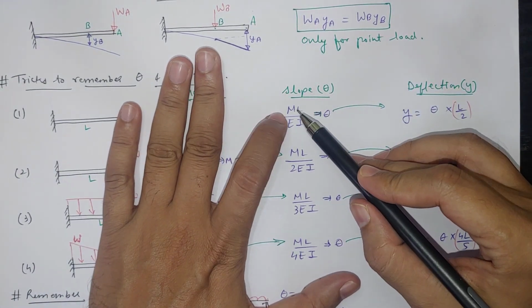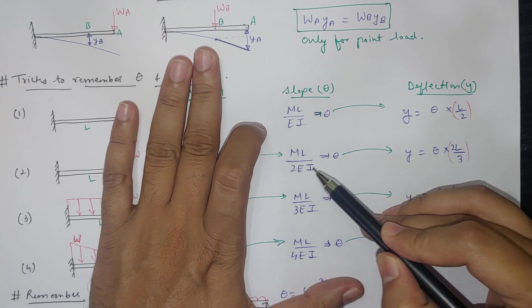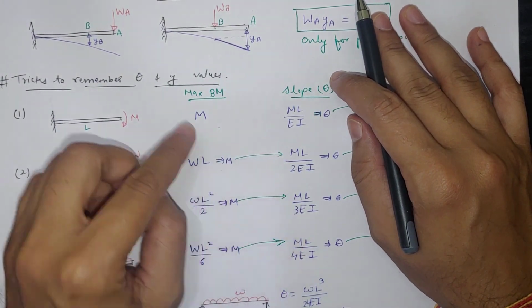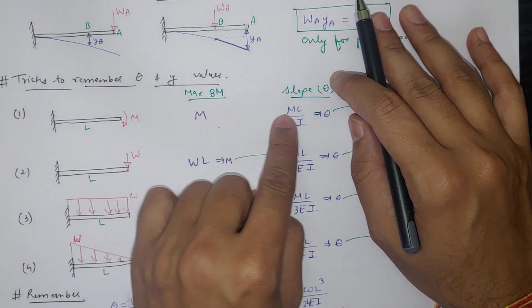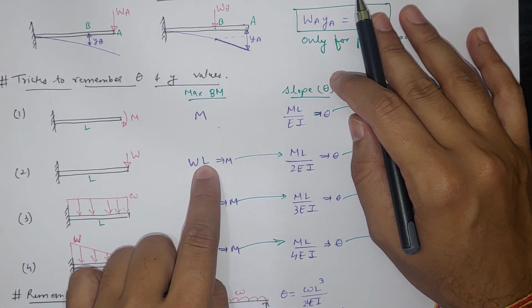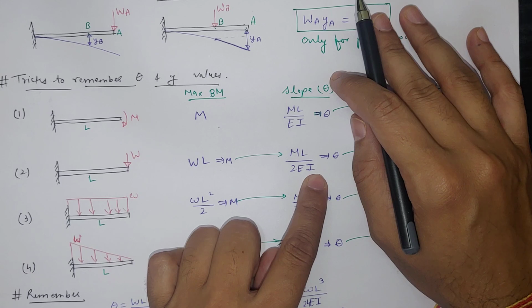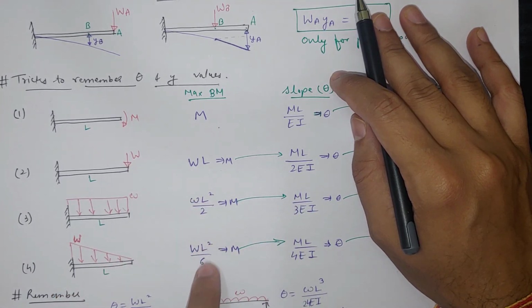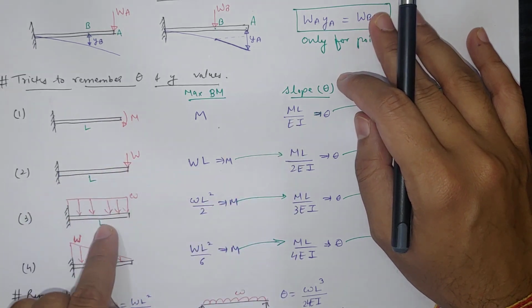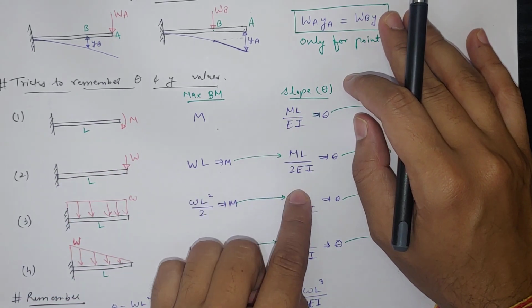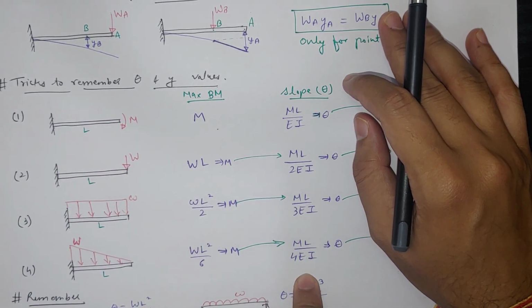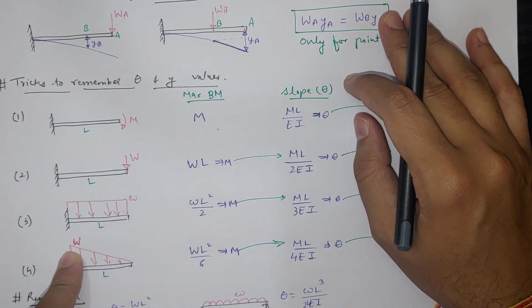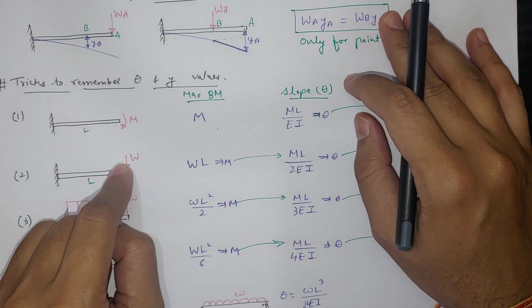Now slope value, if you see, it is ML by EI, ML by 2 EI, ML by 3 EI, ML by 4 EI. Here you have to keep the M value for these four. So simply ML by EI, and for the point load WL, you put WL into L divided by 2 EI. Here the M value is WL square by 2, here the M value is WL square by 6. So you directly have four values of slope: ML by EI, ML by 2 EI, ML by 3 EI, ML by 4 EI, and these four values are theta values of these conditions at the endpoints.